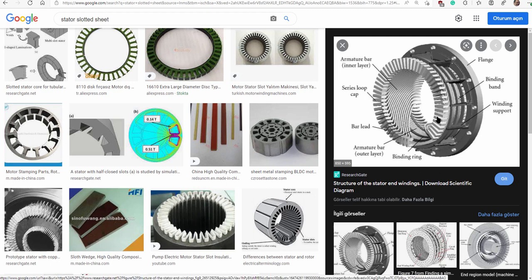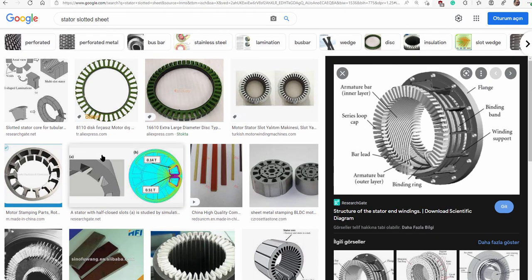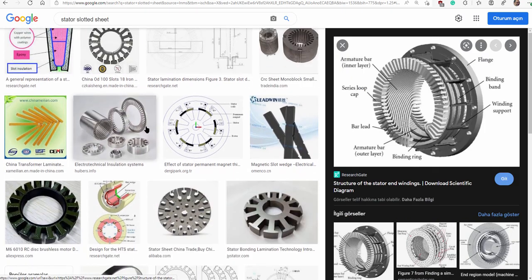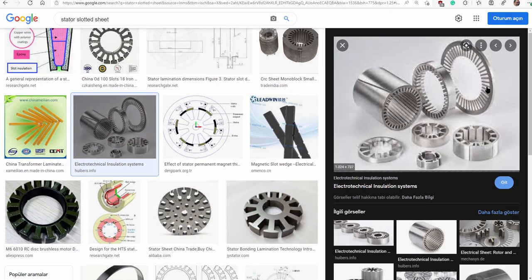Here you see a lap winding. Looks like shingles. Kiremitler gibi. That is the stator sheet. That is the stator.